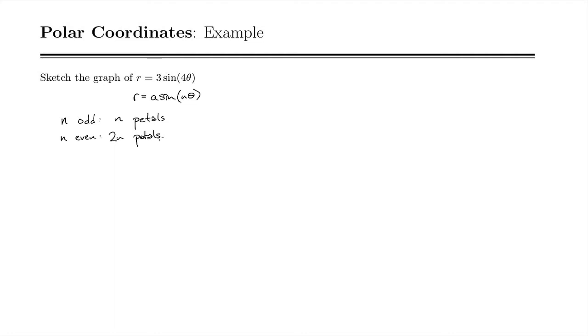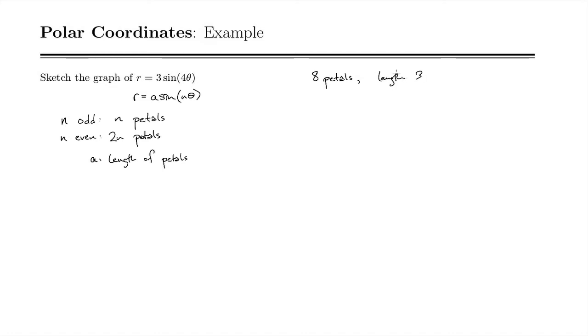Here, of course, n is 4, and so we're going to have double that. We're going to have 8 petals. a is that number in front. That tells you how long the petals are. That's the length of the petals. And so these, of course, have a length of 3.